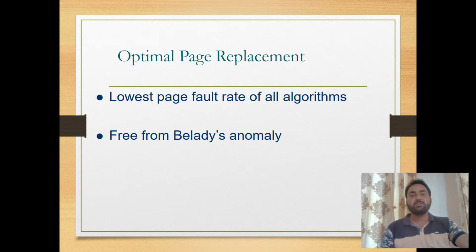As the name suggests, optimal page replacement means this is the best algorithm, the optimal algorithm, which gives the maximum throughput with the minimum number of page faults in the execution of the processes. So this is the best algorithm to use for replacement of pages with a lesser number of page faults, so as to improve the efficiency of the system. It has the lowest page fault rate of all the algorithms, and it is also free from Belady's anomaly that we have discussed earlier.